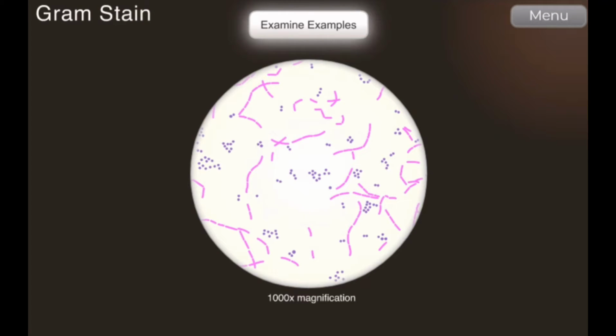So as the result, as we can see, there are gram negative and gram positive bacteria. So the pink color is gram negative and the purple color is gram positive.